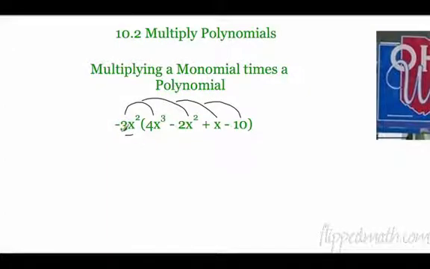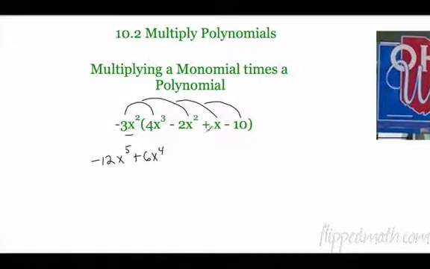So when I multiply negative 3x squared times 4x to the third, I have to multiply negative 3 times 4. That's negative 12. Then I have to multiply x squared times x to the third. Remember my exponent rule, when I am multiplying, I add the exponents. So that's x to the fifth. Negative 3 times negative 2 is a positive 6. x to the second times x to the second, 2 plus 2 is x to the fourth.